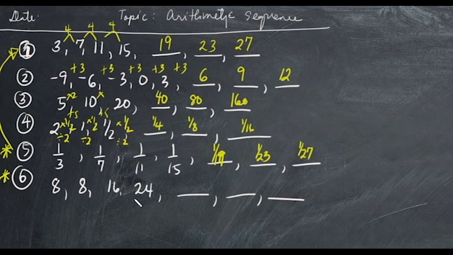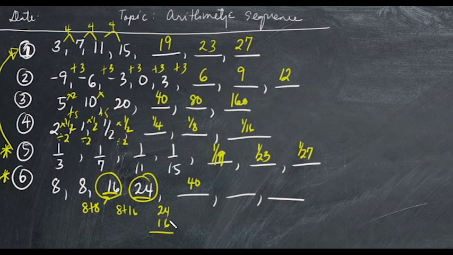8, 8, 16, 24. What will be the next one? Okay, yeah, tama. To get 16, you need to add 8 and 8. To get 24, you add 8 and 16. So basically, to get to the next term, you need to add the 2 previous terms. So para makapunta ka dun sa next term, kailangan mong kuhanin yung sum ng dalawang mas naunang terms. So to get this term, you need to add 16 and 24. So, 24 plus 16, that is 40.